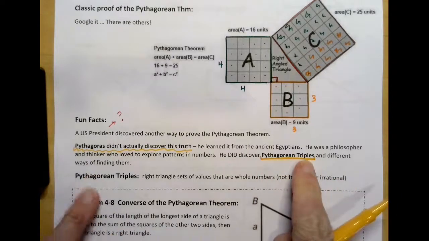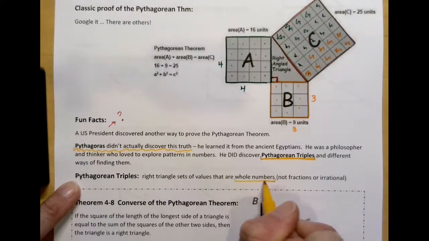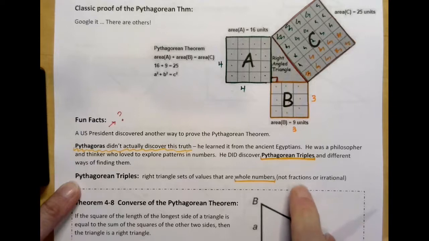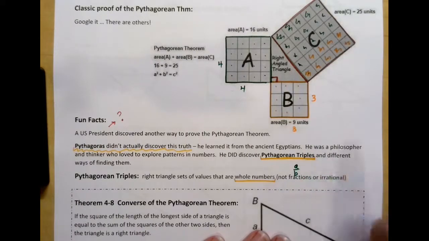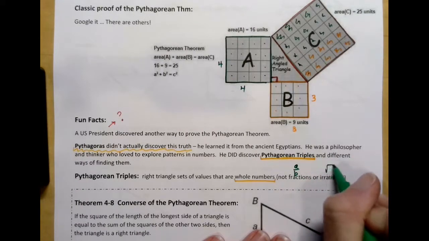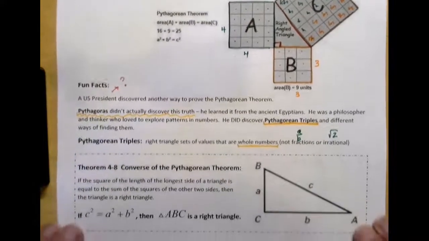But Pythagorean triples are any time that you have whole number values for all three triangle sides. And by whole numbers, I mean no fractions. Remember, our rational numbers are our a over b's, and our irrational numbers are typically anytime you take the square root of a number that's not a perfect square. So we'll talk more about Pythagorean triples at a later date.